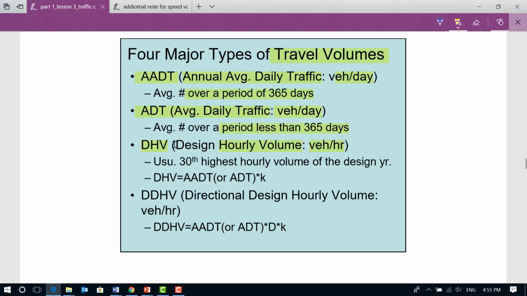Okay, and here, out of so many different hourly volumes within 1 year, we are more interested in the design hourly volume. How to determine the design hourly volume? It's the 30th highest hourly volume of the design year.